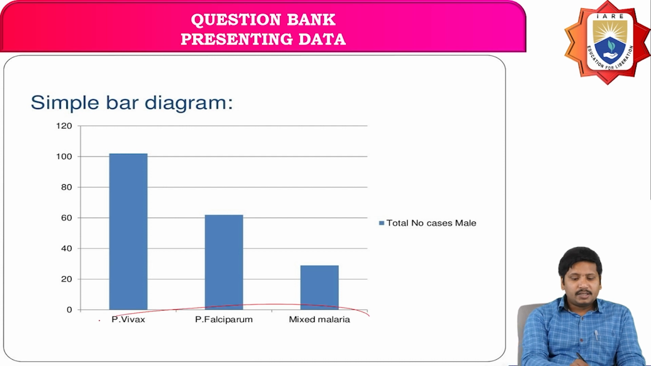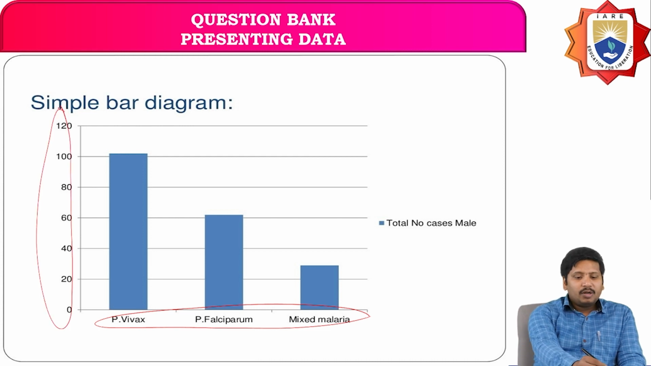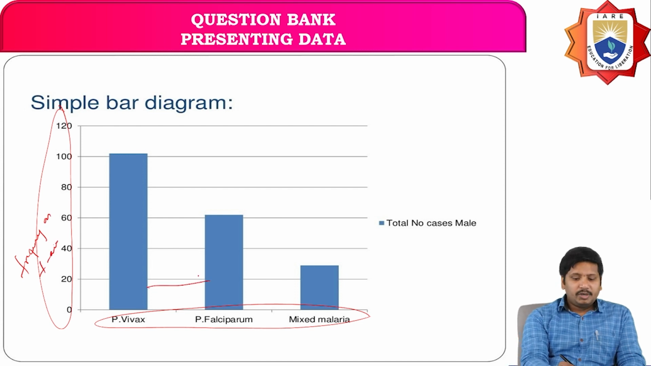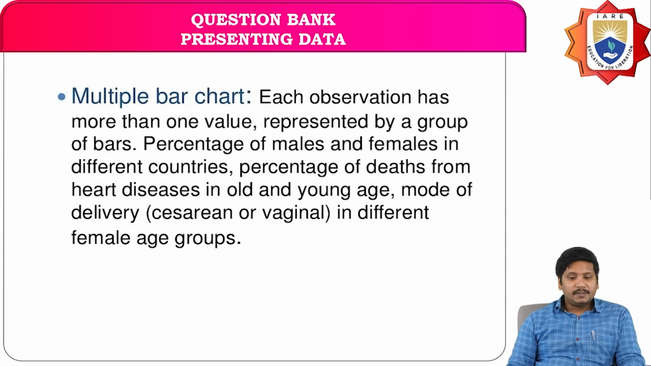Here on the x-axis I take the diseases, and the number of people affected, that is the frequency, I consider on the y-axis. The space between each and every bar should be the same, and at the same time the length of the bar indicates how many people suffered from this kind of disease: vivax, falciparum, and mixed malaria. Like this we can construct the bar diagram.